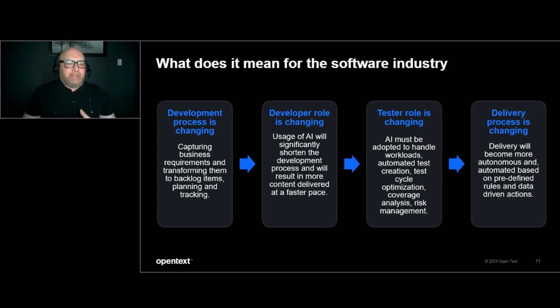And of course, as generative AI ushers in a new era, the software industry itself will evolve with it. This means the development process will change, how business requirements are captured and transformed. The developer role will change by shortening the development process. The tester role will change as AI is being adopted to handle the workload. And the delivery process will change as it becomes more autonomous and ultimately more automated itself.